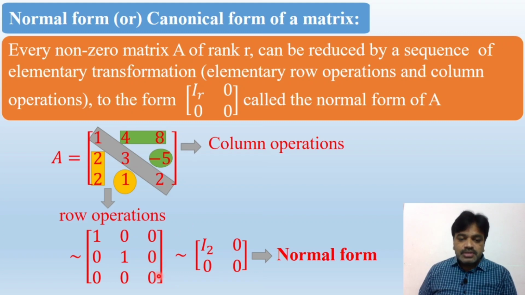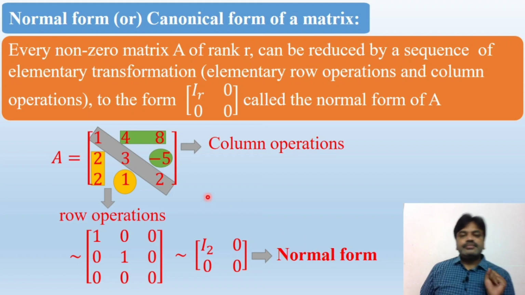Suppose if we have 1 here, then it can be written as [I_3 0; 0 0]. Suppose it is a 4 by 4 matrix and all 4 rows are non-zero, then it can be written as I_4. This form is called normal form.